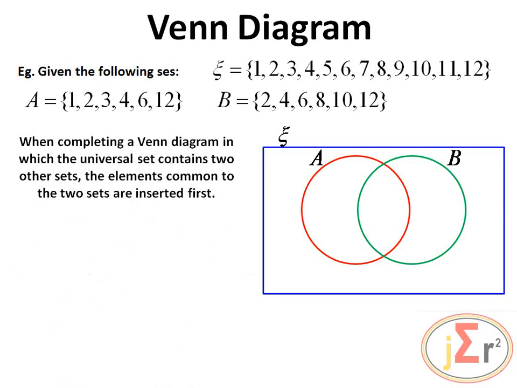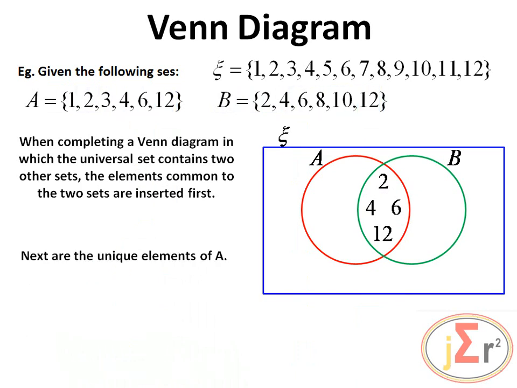When completing a Venn diagram in which a universal set contains 2 other sets, the elements common to the 2 sets are inserted first. So what are the common elements? 2 goes in first, and another 4 next, and if there's any other, it will go inside the intersection. Of course, when completing a Venn diagram that contains 2 sets, the elements that are in the intersection of the 2 sets will go first.